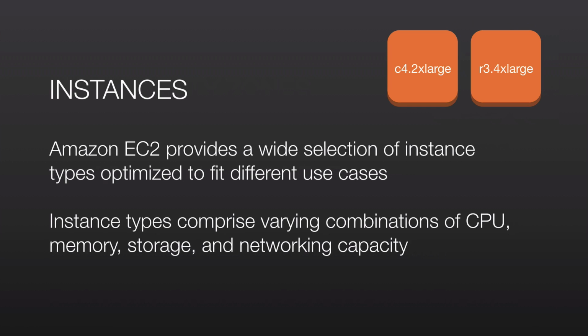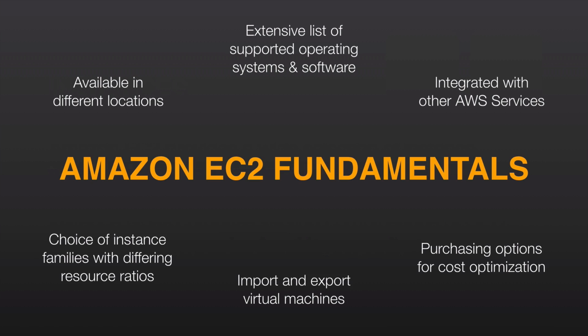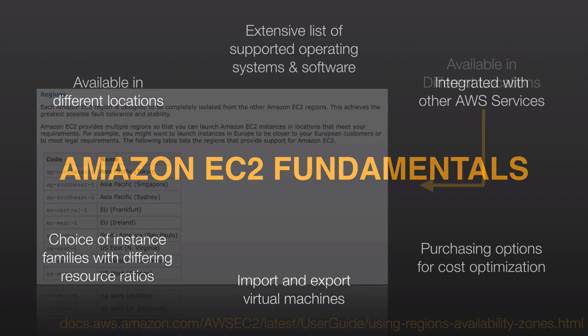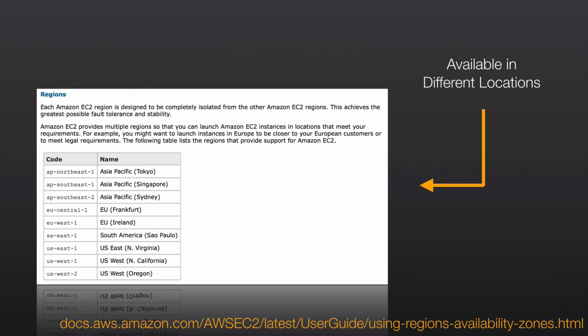So that's a little bit about fundamentals in terms of the logical construct of regions, AZs, and of course instances themselves. Next thing we're going to do is take a look at some of the fundamentals of EC2. The first is that EC2 is available, as we've already mentioned, in several different locations around the world. These are called regions, as we've mentioned.